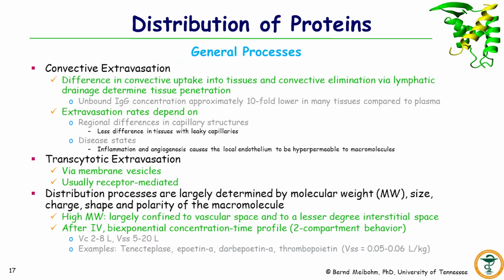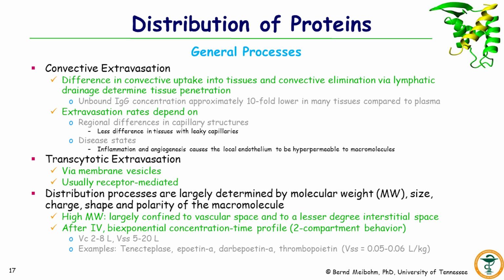So convective extravasation is driven by the difference in convective uptake into tissues and convective elimination via lymphatic drainage. Unbound IgG concentrations, as an example for this remaining concentration gradient, are approximately tenfold lower in many tissues compared to plasma. The extravasation rate also depends, as I mentioned, on regional differences in the capillary structure.